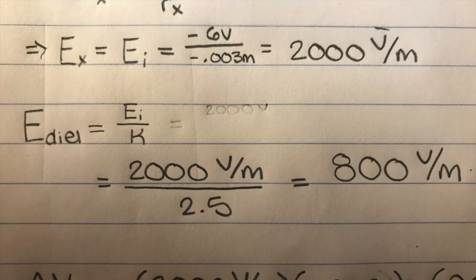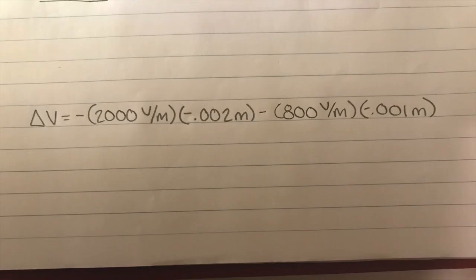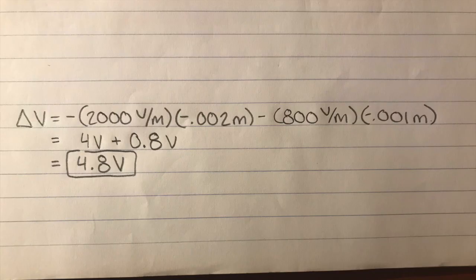Now that we know what the entire electric field looks like in the capacitor, we can finally find the new potential difference. It is equivalent to the electric field of each third multiplied by the width of each third, but the first third and the last third have the same electric field, so you can just write it down as shown, and you should get 4.8 volts.